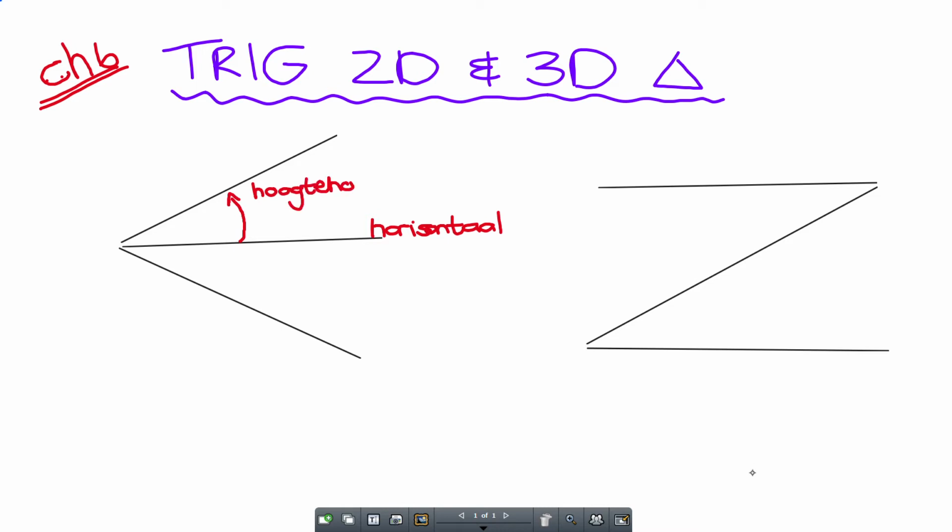Ek gaan nou sommer so hoogtehoek. Angle of elevation. Okay, right. So, any questions about that?